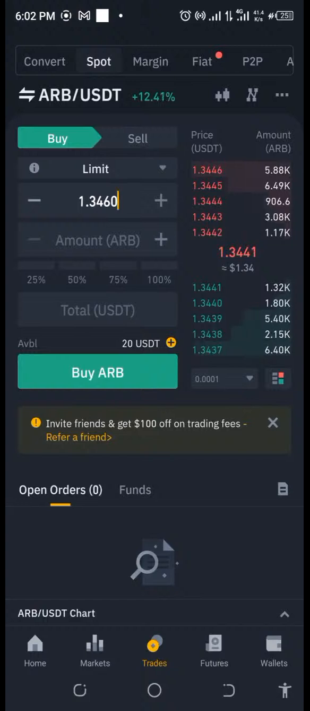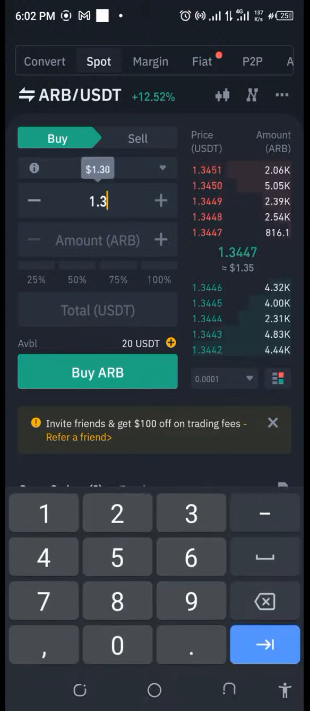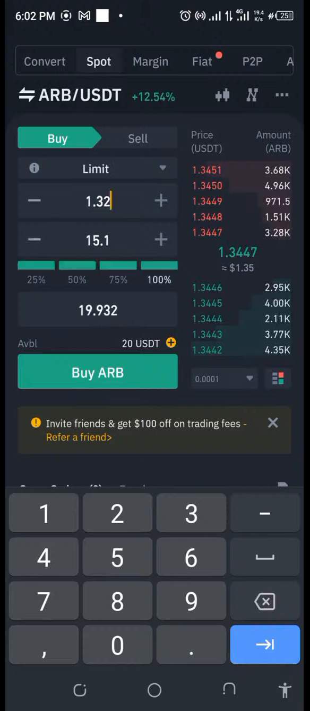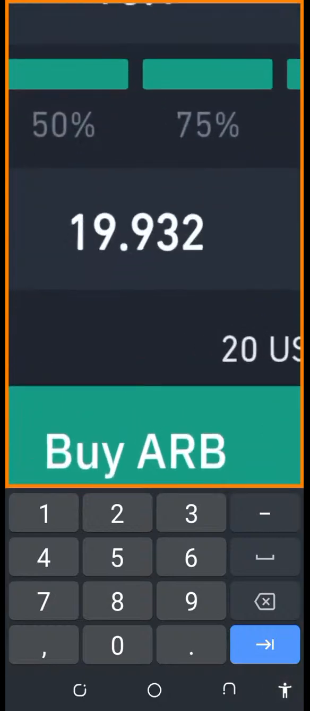Let's do a quick simulation. Currently the price is at 1.34. I'm going to take this down to 3.2, and then I would pick up the entire 100. Well, it's not picking up everything though. It's just picking up, that's 19.93, but that's fine.